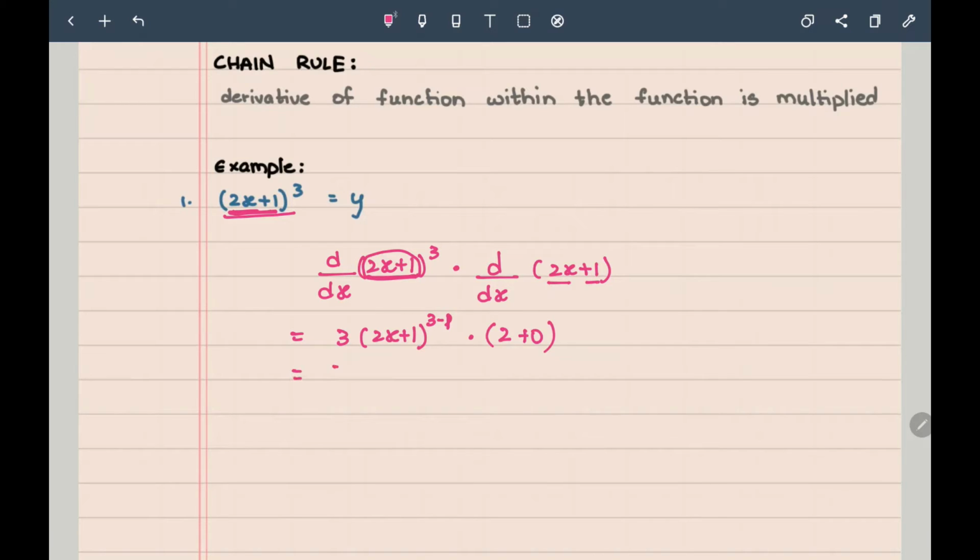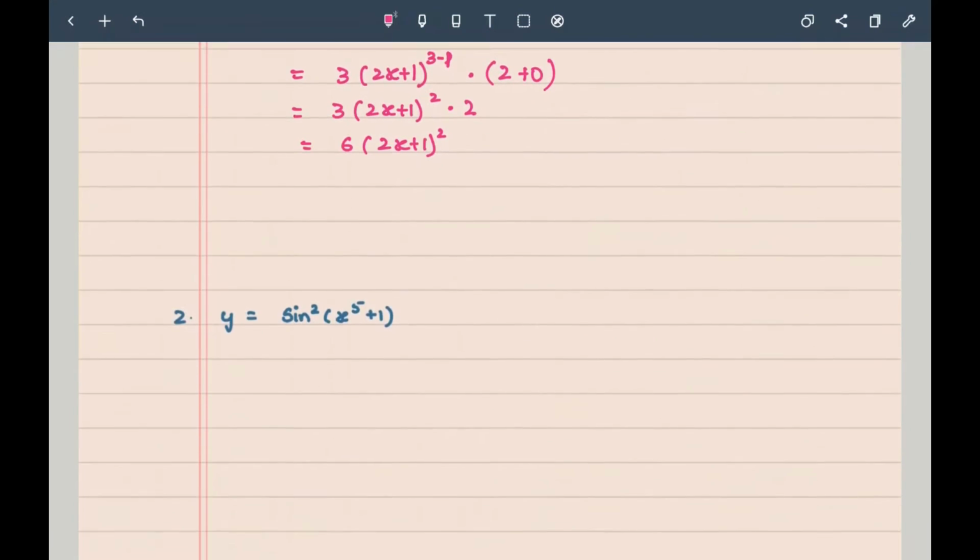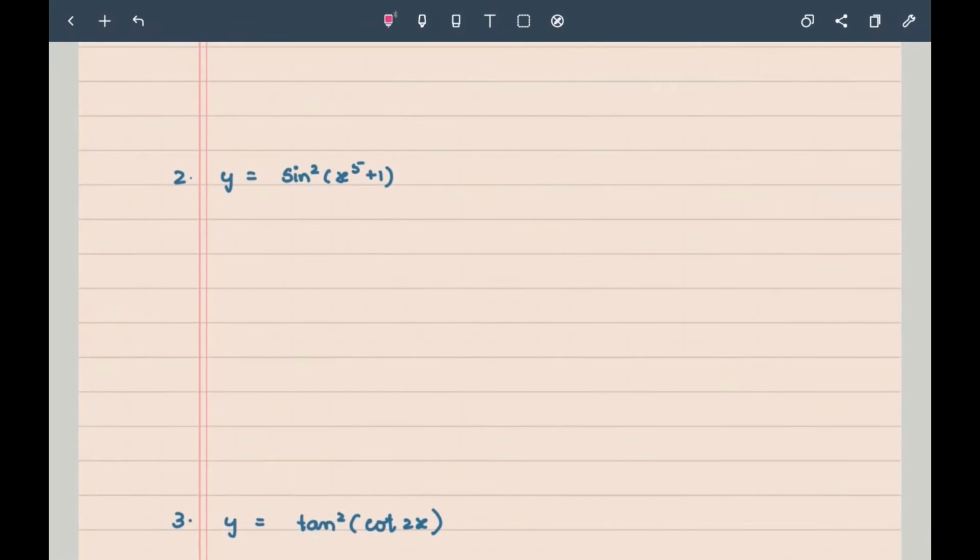So we get it as 3 into 2x plus 1 whole square into 2, that is 6 into 2x plus 1 whole square. So whenever we are following chain rule, in this chain rule we will differentiate all the functions with respect to x. For example, we'll do another example for better understanding.